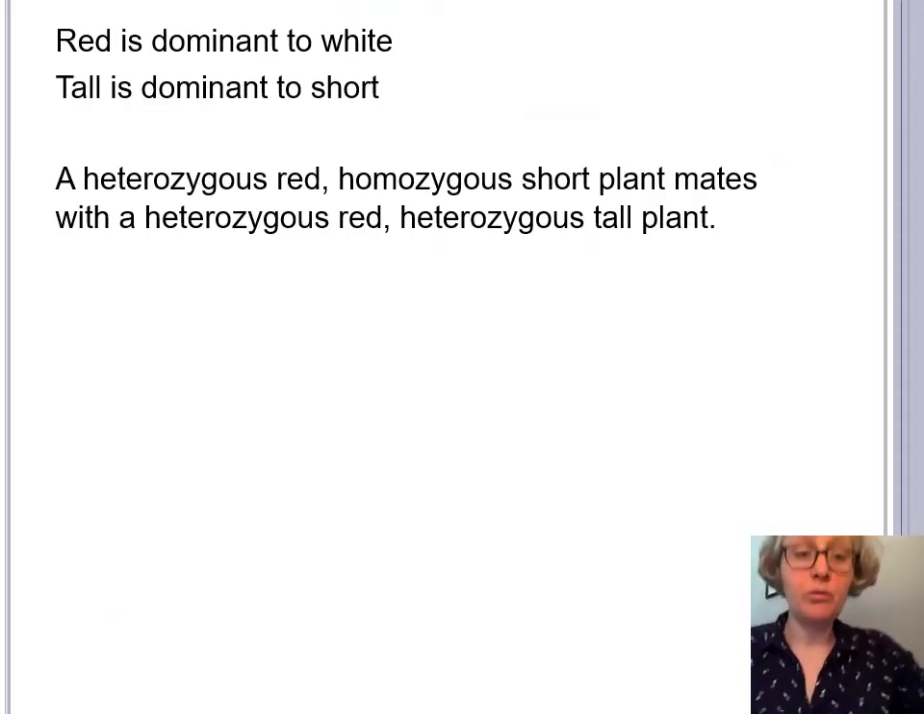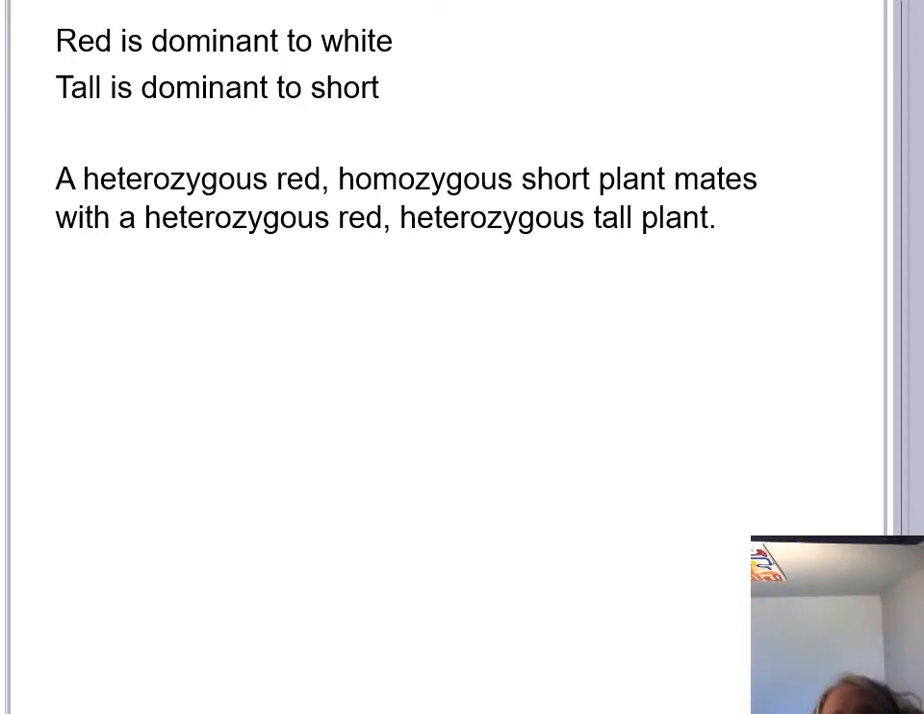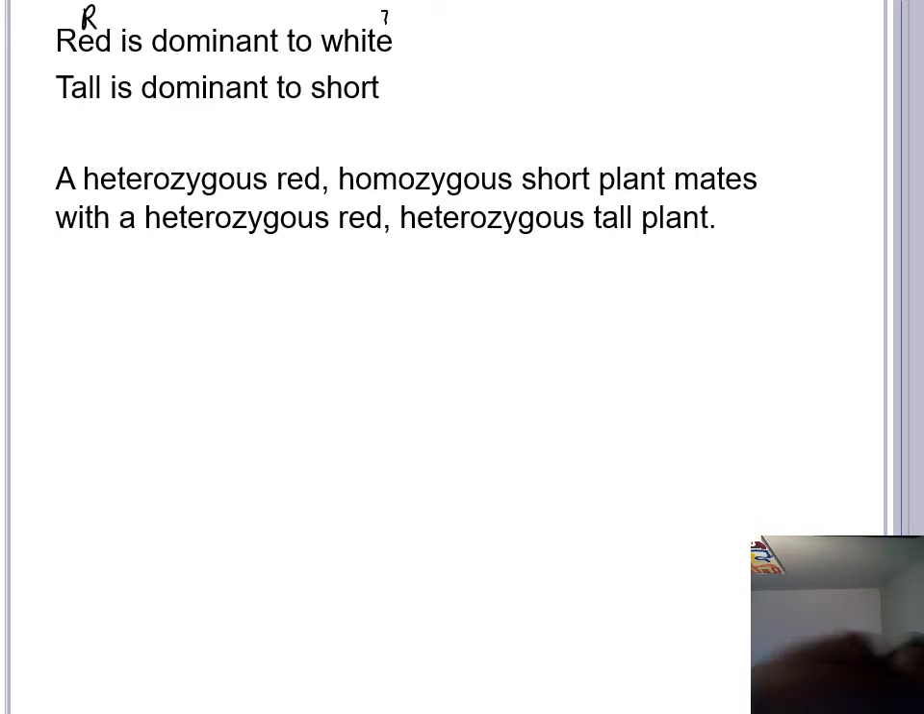Here's an example problem that we can work through to see if we understand how to do this. So I'm going to tell you that red is dominant to white and tall is dominant to short. For simplicity's sake, I'm going to use big R to represent red and little r to represent white. I'm going to use big T to represent tall and little t to represent short. Note that I'm using the same letter for the same trait. So when we're looking at color, I'm just using letter R's. When I'm looking at the height, I'm just using the letters T.